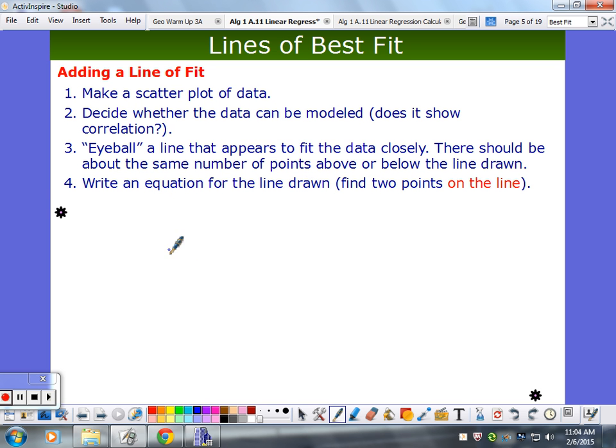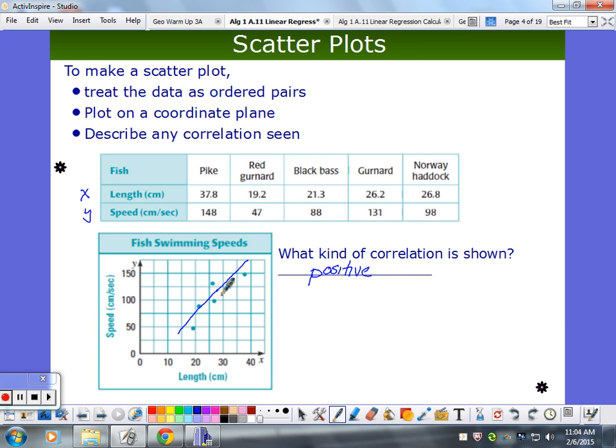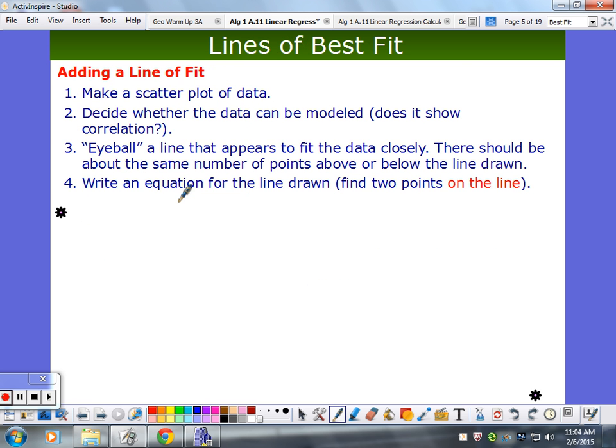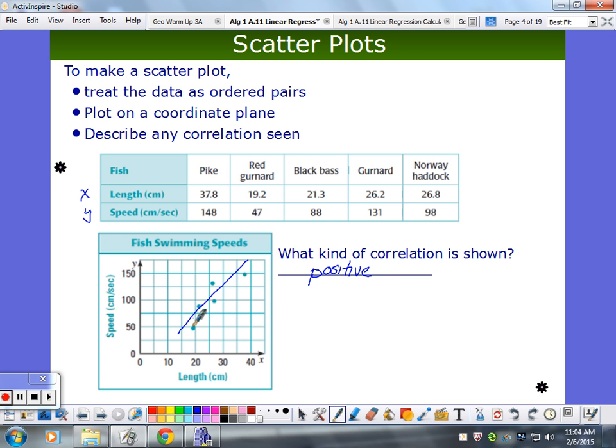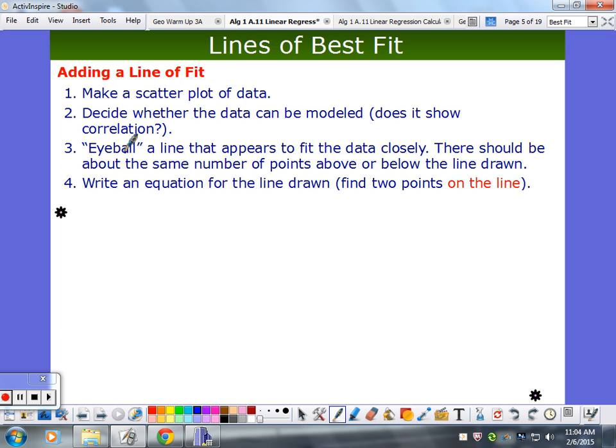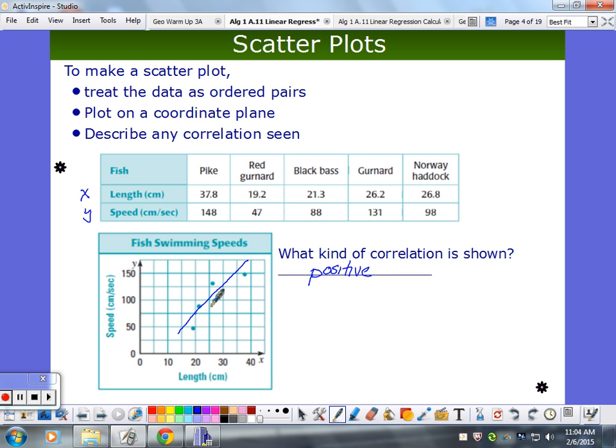So basically how you do this in a manual way is you make a scatter plot, just like we did here, and then you have to decide whether it can be modeled. Does it show correlation? Yes, it does. Then you eyeball a line. Where does this line go? I made a guess. And then I'm going to find the equation of this line.